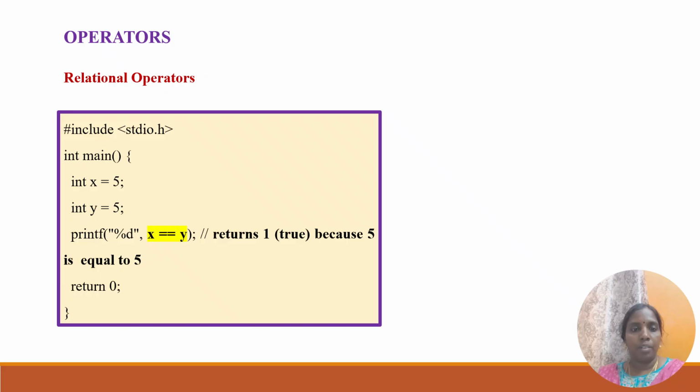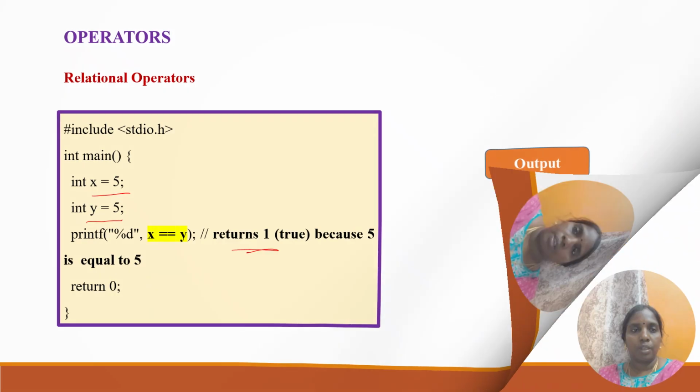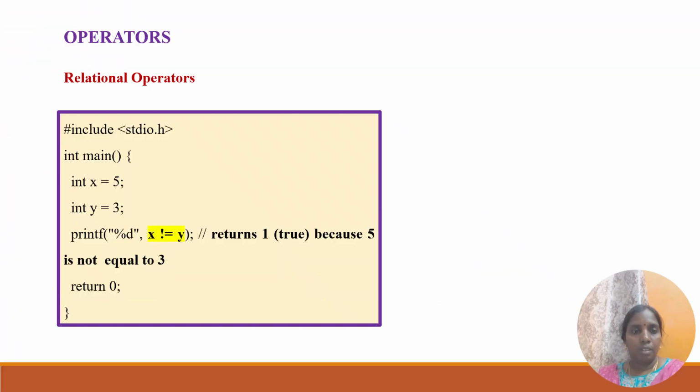In this code snippet you can see the value of x is equal to 5, y equal to 5. So both values are equal to 5. So the output will return 1. So the output is 1. Similarly, for not equal to, in this case the value of x is equal to 5 and y equal to 3, and these two values are not equal, so it will return the value as 1.